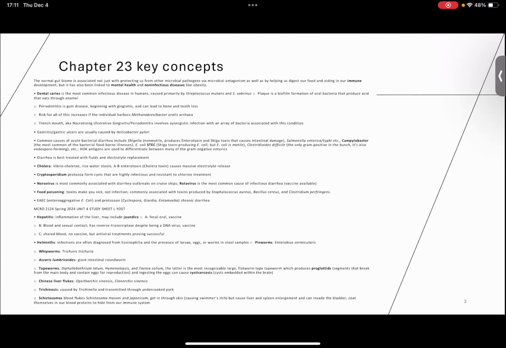These guys are pretty unique. They can alter the antigens on their surfaces to hide out from our immune system. Pretty crazy. So that is the gist of all of the diseases discussed in chapter 23.